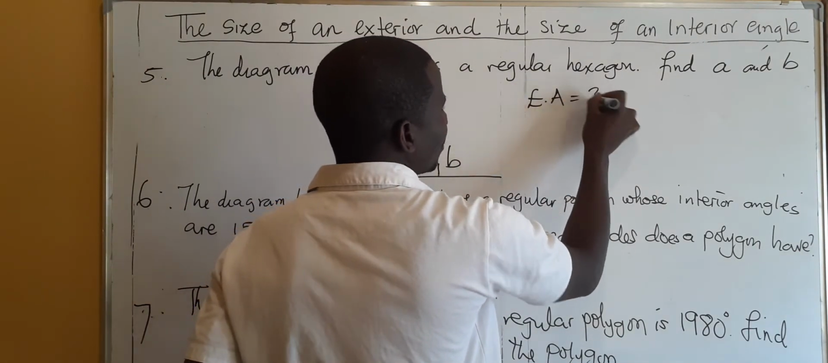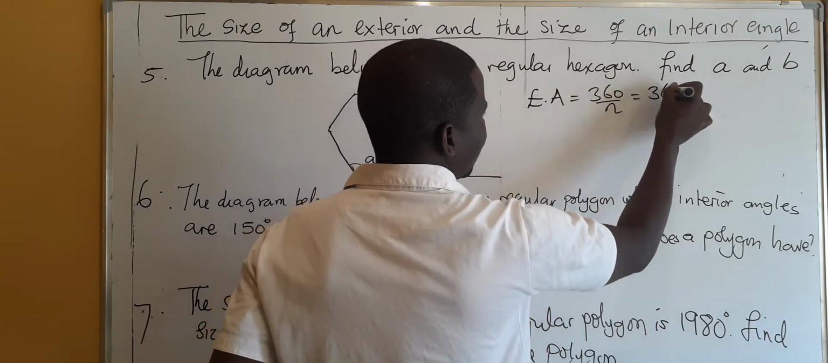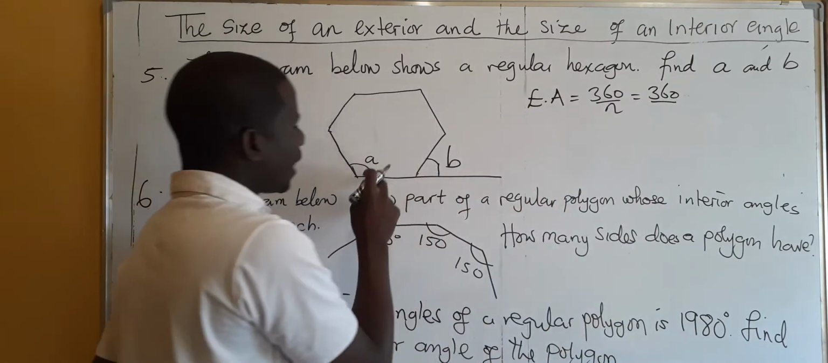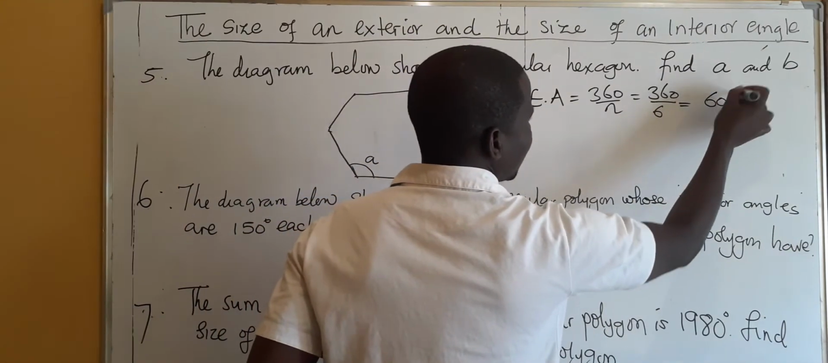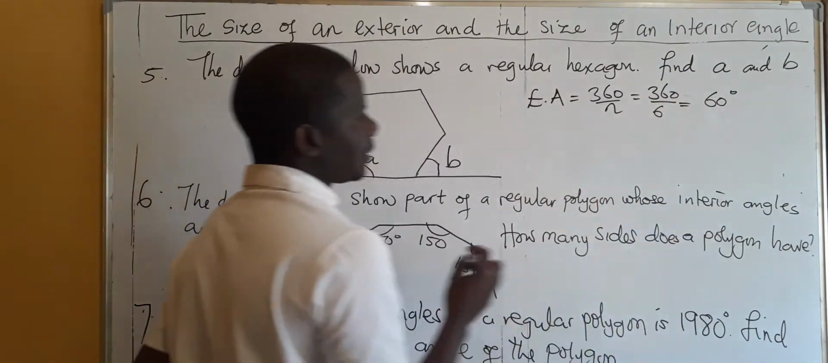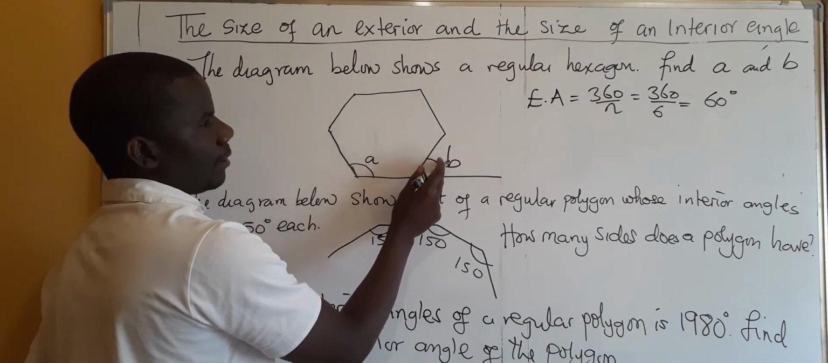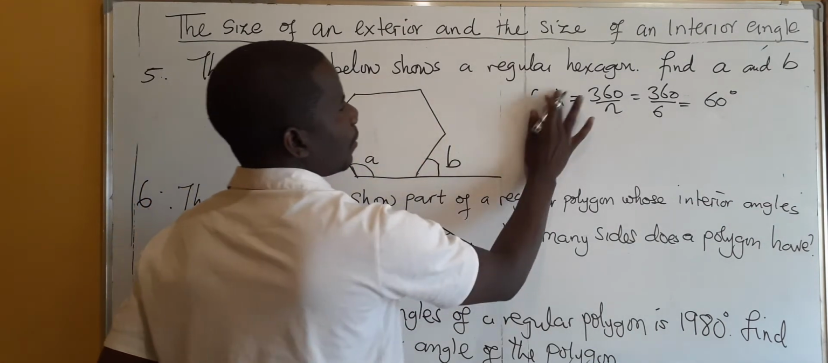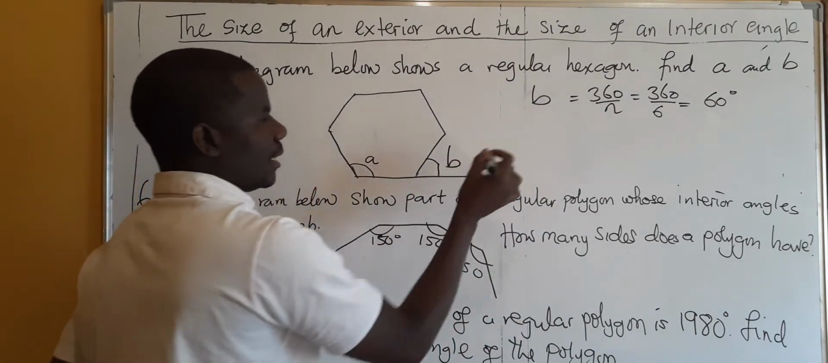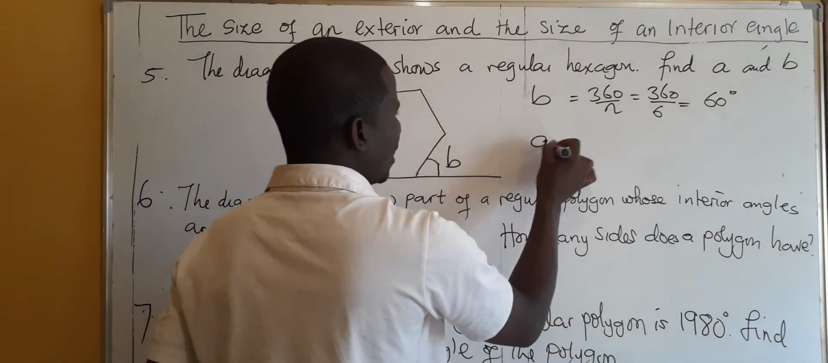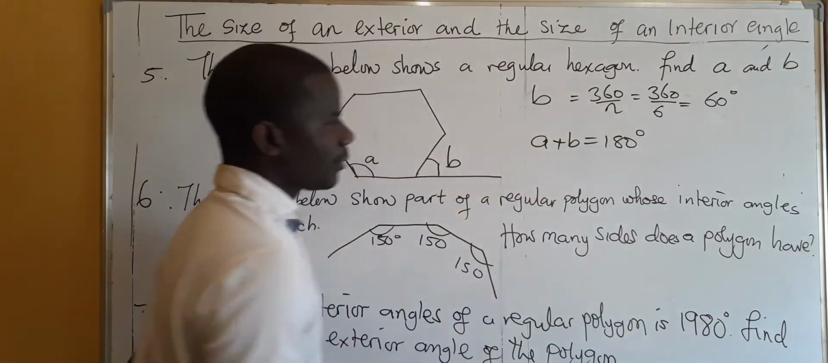So we can start with an exterior angle. An exterior angle is equal to 360 over n. 360, how many sides? The hexagon. You can count the sides. These sides are 6. What are you going to get? You're going to get 60 degrees. That is your B here. This is B. Or we can put B here, which is an exterior angle. Then A plus B must give us what? 180. That's what we said.